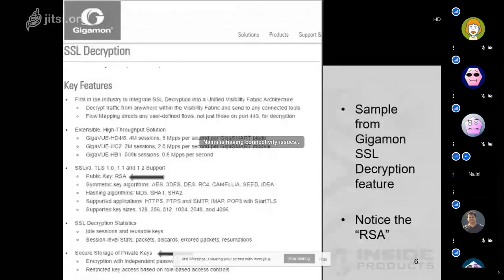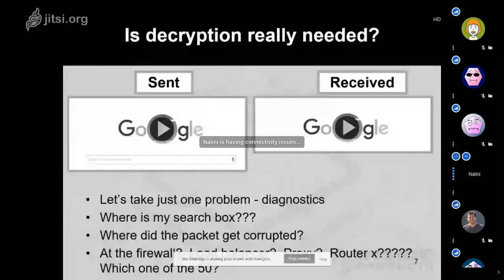For example, let's just take one problem: diagnostics. Let's say that you send this screen, the Google screen with the search box, and you go through, say, 10, 15, 20 middle boxes, and you get to the end. But at the end, you only have the top part. You only have the Google top part. Where's my search bar? Where's the search screen? I have no way to enter any input.